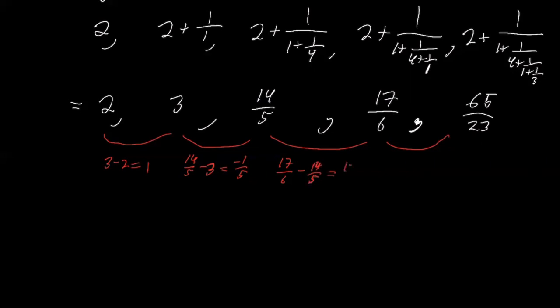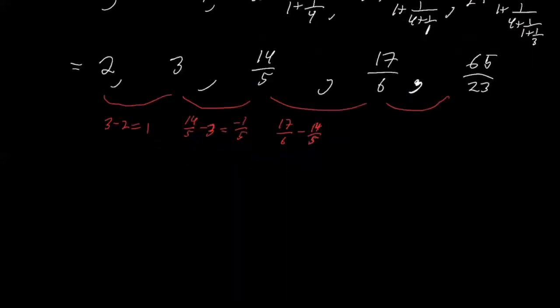which is, if I want to get a common denominator, let me just do it down underneath. So that's 17 times 5 minus 14 times 6, all over 6 times 5, all over 30. 17 times 5 is 85. 14 times 6 is 84. So that's actually equal to 1 over 30.